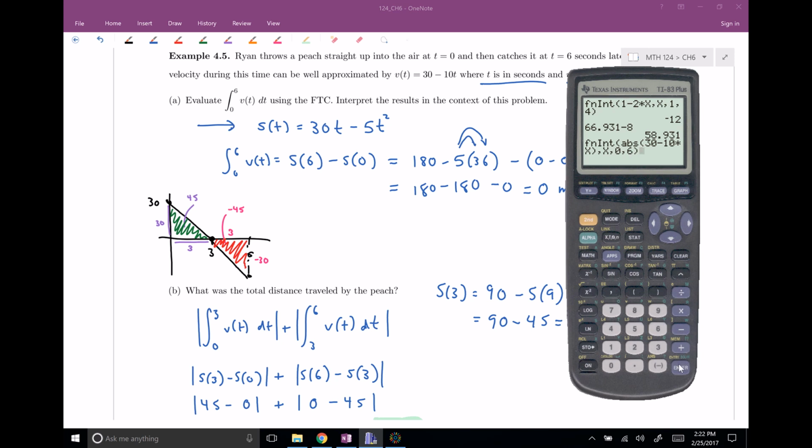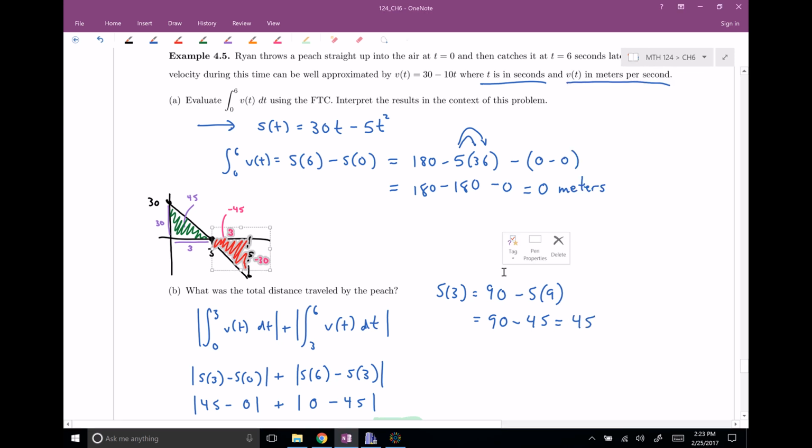Close parentheses, hit enter, thinks for a second, 90, right? So it can show you that the total distance traveled was 90. So this is a great formula that we can use. Actually, still plug it into our calculator and get out results.